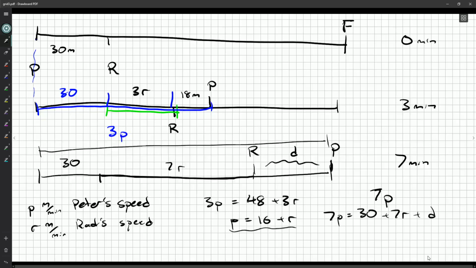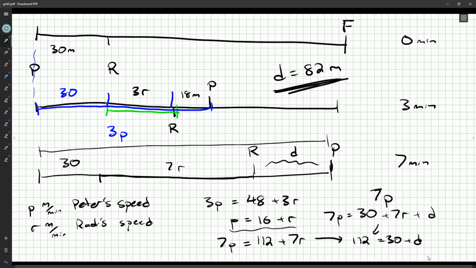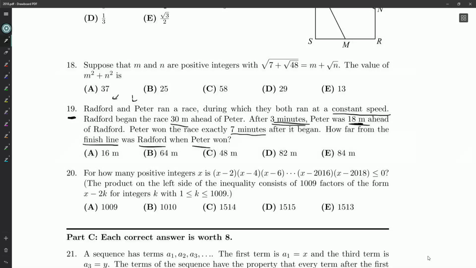But using this equation, I can figure out 7p is whatever 7 times 16 is. I can't remember that off the top of my head. So 16 times 7 on my calculator, 112 plus 7r. So these two together tell me 112 is 30 plus d. And so just subtract 30 from both sides and you'll get d is 82 meters. So Rad is 82 meters behind Peter when Peter crosses the finish line.